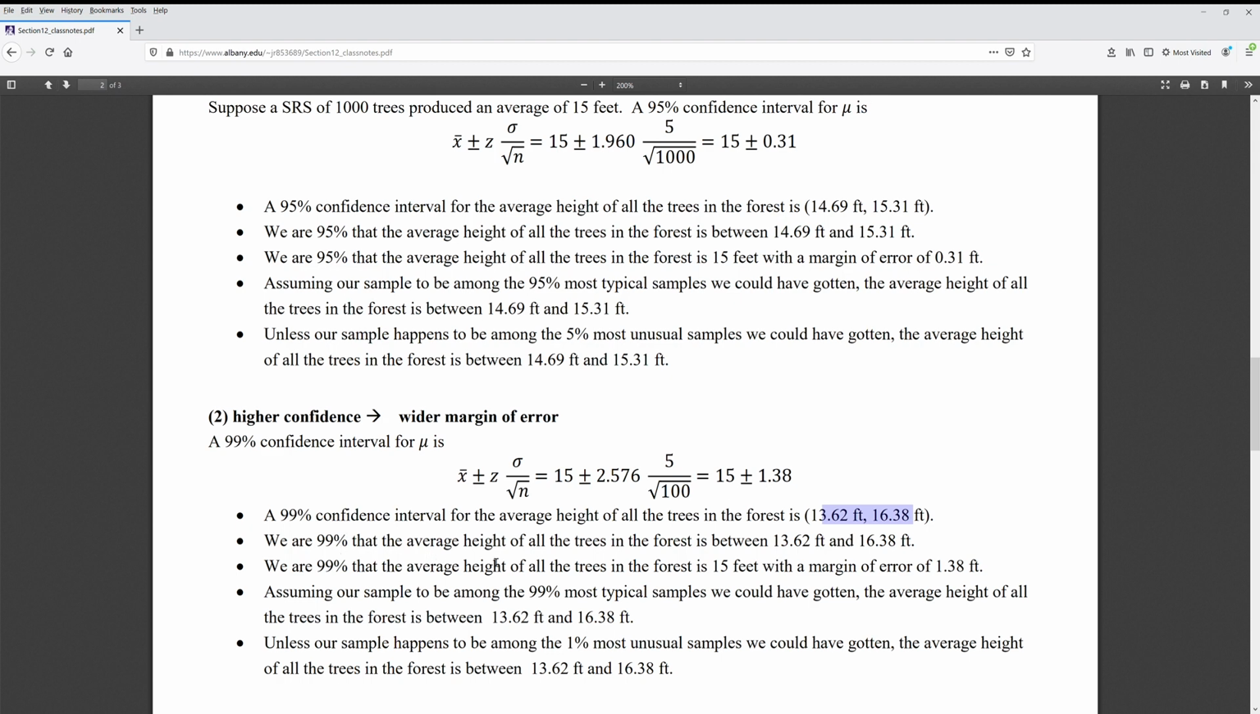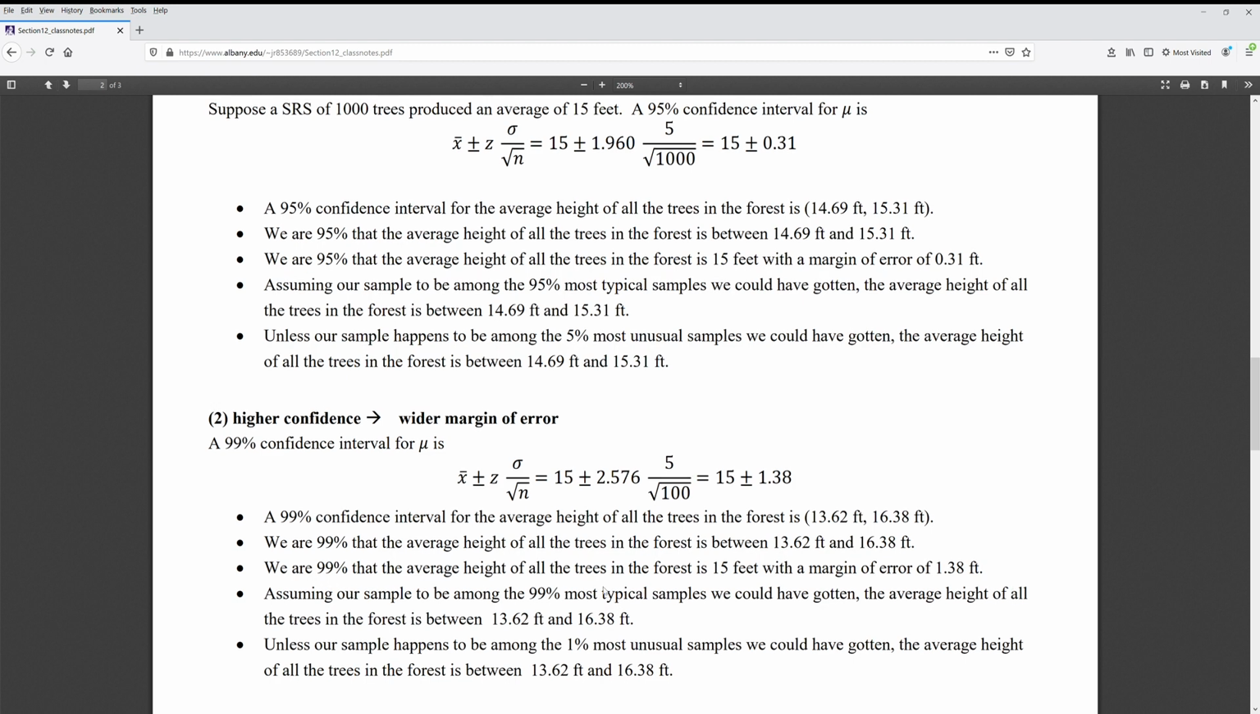We're 99% confident that the average height of all the trees in the forest is between the walls. We're 99% confident the average height of all the trees is 15 with a margin of error of 1.38, the way a journalist would say it. Assuming our sample is among the 99% most typical samples we could have gotten, the truth is between the walls. If it's among the 1% outlying, the truth is not between the walls. Unless our sample happens to be among the 1% most unusual samples we could have gotten, the average height of all the trees in the forest is between 13.62 and 16.38.